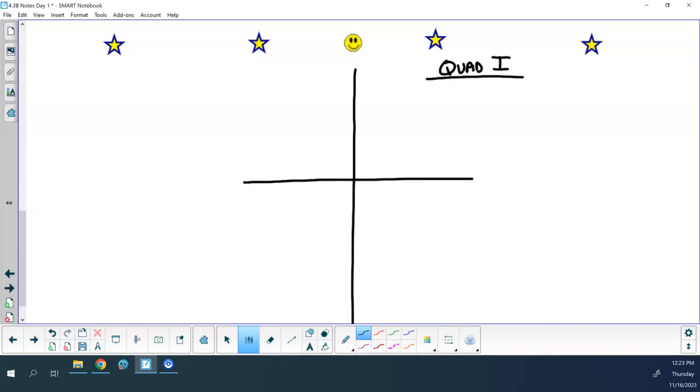Okay. So in quadrant 1, because our reference angle is acute, what are all of the angles in quadrant 1? They're already acute, so theta is the reference angle in quadrant number 1.